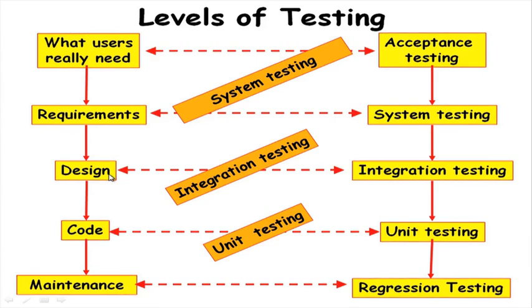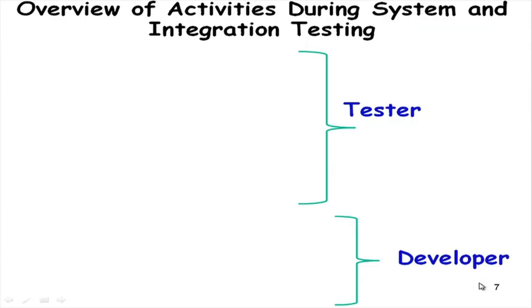So, different units are identified in the design and how they interface, and based on the design the integration testing is carried out. Whereas based on the code of a unit, the unit testing is carried out, and during maintenance the regression testing is carried out. These are the different levels of testing.